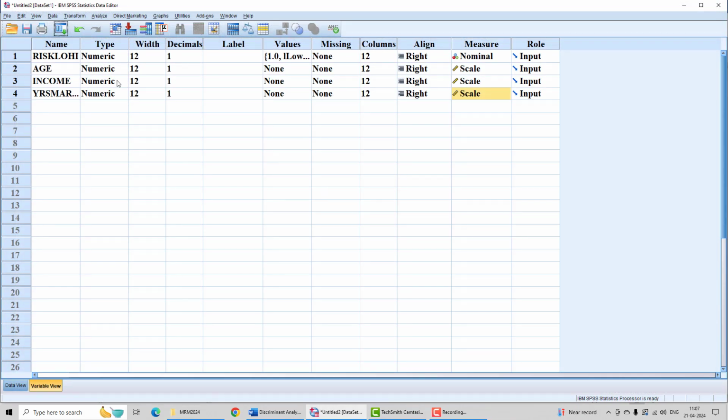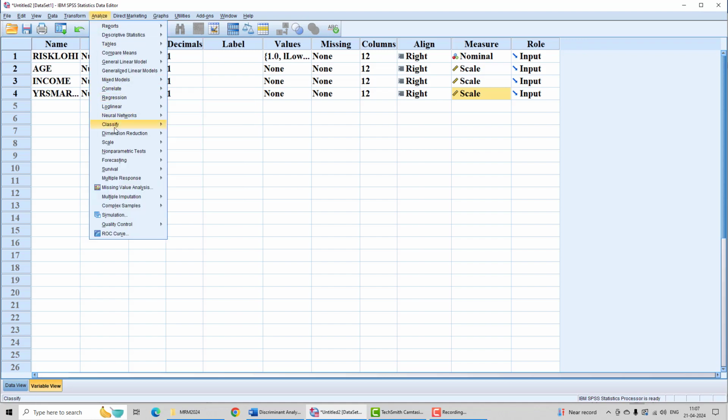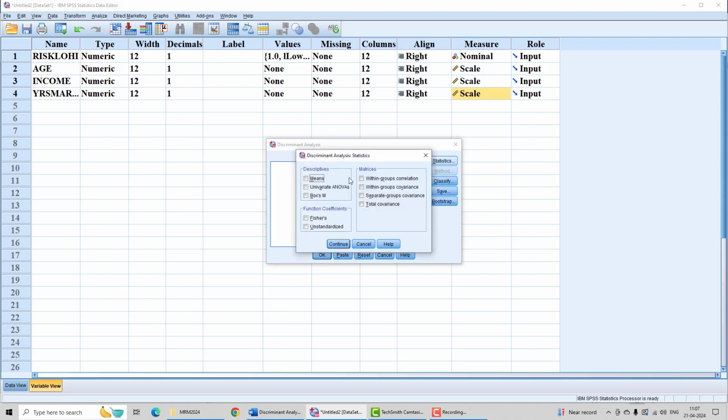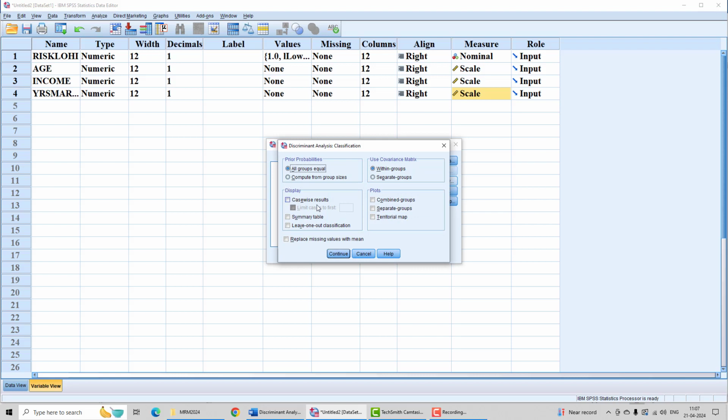So analyze, classify, discriminant. Risk low high is my grouping variable. I have to define the range. I have only 1 and 2 as the range, because 1 is my low risk and 2 is my high risk. Okay, and all these I am going to put as my independents. In statistics I look for means and unstandardized coefficients, and then also in classify, summary table is what I'll go for.